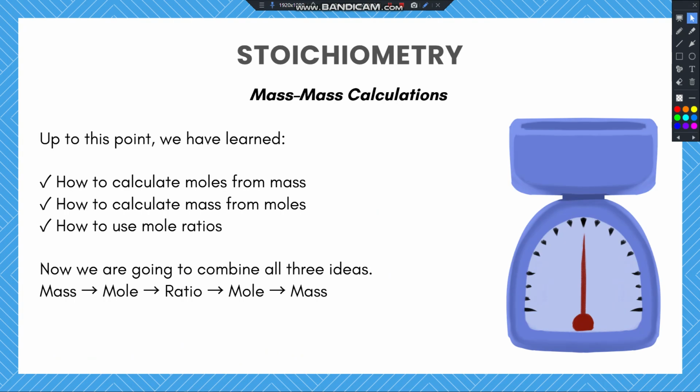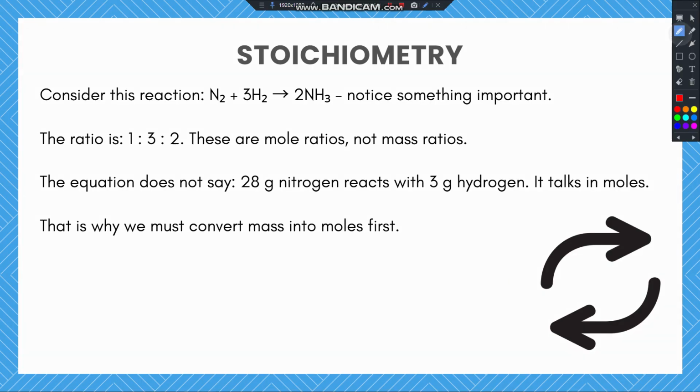At this point, we have learned a number of things in this series. We've learned how to calculate the number of moles from mass. We've learned how to calculate mass from moles. We've also learned how to use the mole ratios. Now we're going to be combining all three ideas in one. So how do we do that? Well, I'd like you to check out this example on the screen.